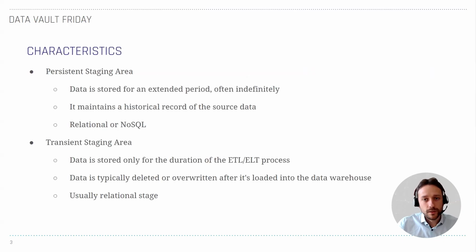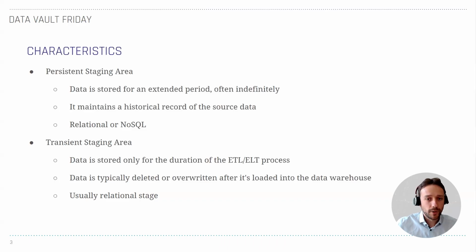So let's quickly look at the characteristics of a PSA compared to a TSA. A persistent staging area, the data is stored for an extended period, often indefinitely. So you will have multiple batches of data, either full loads or delta loads, could be anything. And therefore, it maintains a historical record of the source data. And a PSA could be on a relational or NoSQL database. So both are possible, but we recommend to use a NoSQL database for multiple reasons. We're going to talk about them in a minute.